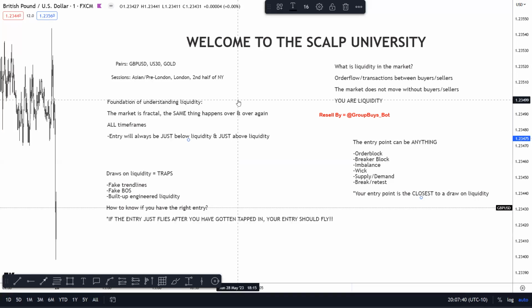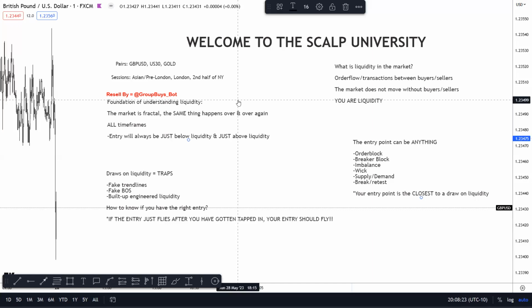So this first lesson is going to be on what exactly is liquidity in the market. I'm basically going to go over the basics of what liquidity is if you don't already know. Liquidity is order flow and transactions between buyers and sellers in the market. The market does not move without buyers and sellers. Essentially, you are the liquidity. We all are the liquidity. We're all retail traders compared to all these bigger banks and hedge funds out there. We are considered retail traders. And without any buyers and sellers in the market, there is no liquidity.